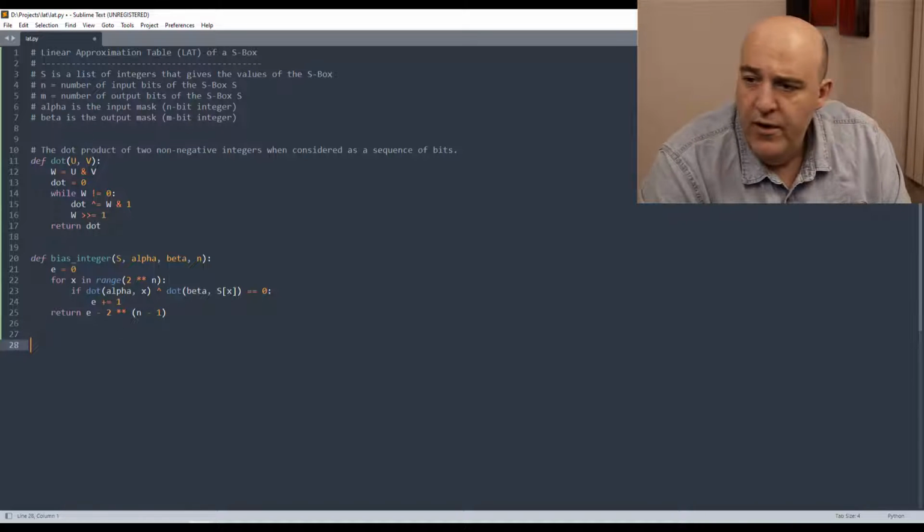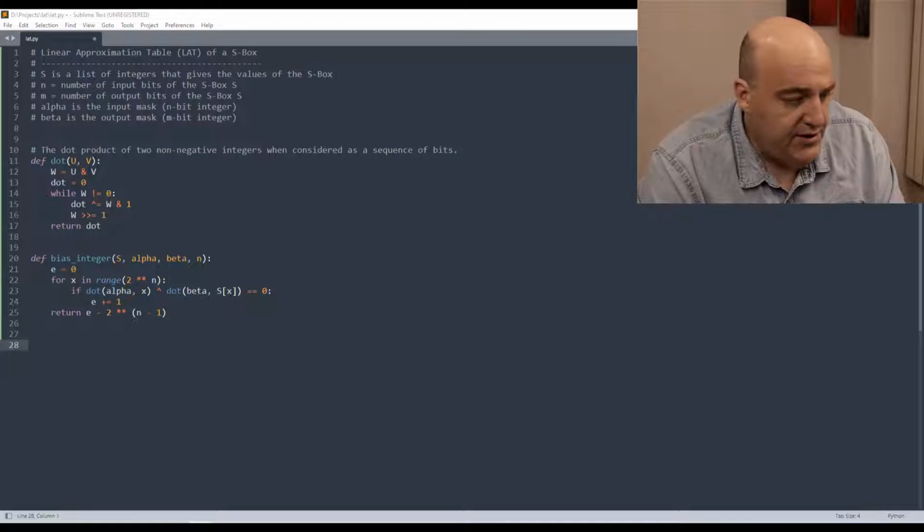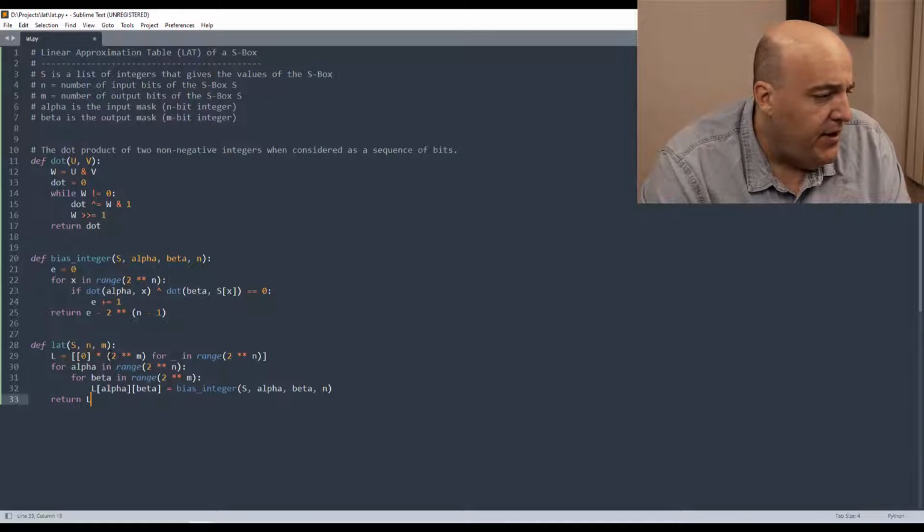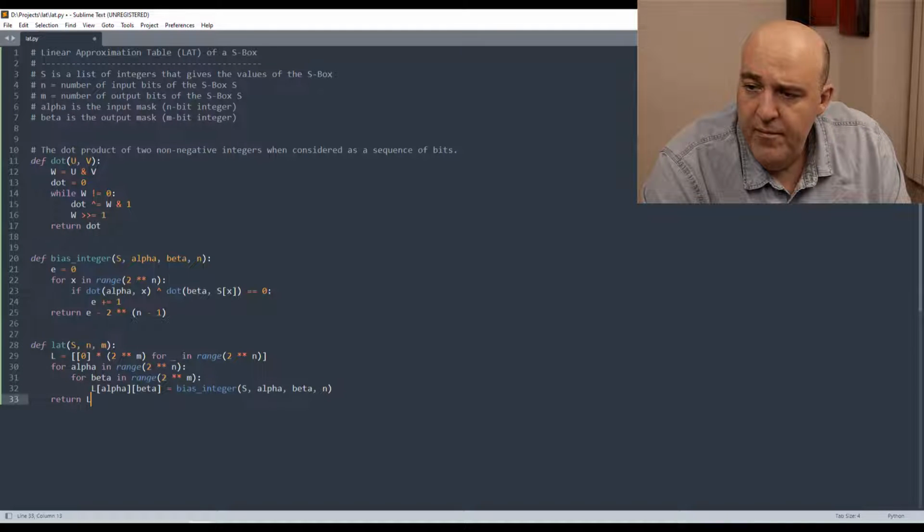And then to calculate the LAT is easy after we can calculate the bias integers, right? We just initialize a 2D array with zeros everywhere, and then run through all the possible values of alpha and beta. And then for each alpha and beta, we assign the value of the LAT at that particular location to be the bias integer. And that's it. And then we return the LAT.